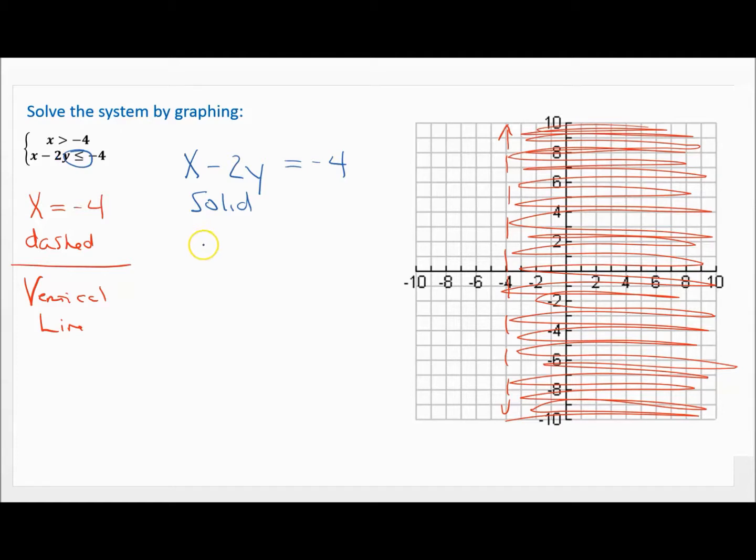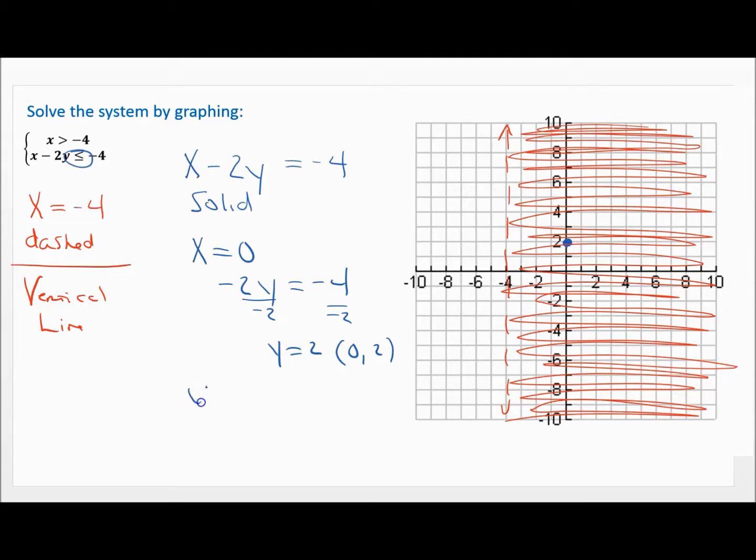To find the y-intercept, you let x equal 0. All right? So that means this is 0. That just gives me negative 2y is equal to negative 4. I divide by negative 2 on both sides. That gives me y is equal to 2. And remember, that's the point 0 for x, 2 for y. So I'm going to plot that point, 0, 2, right up here.